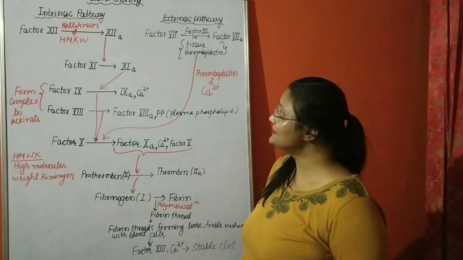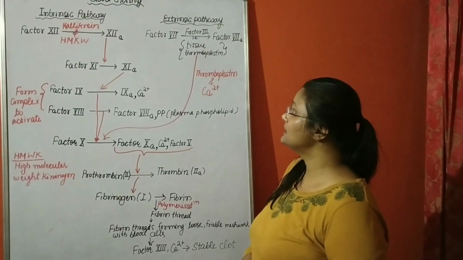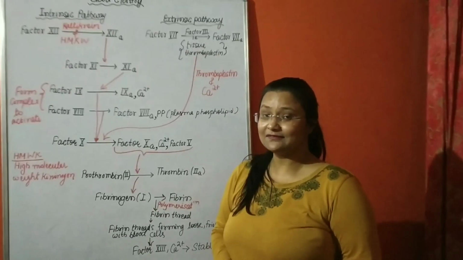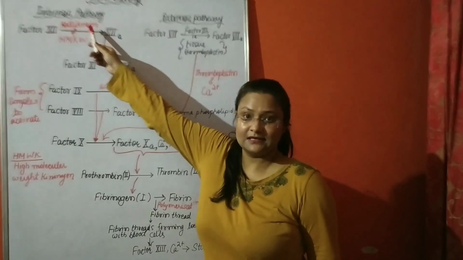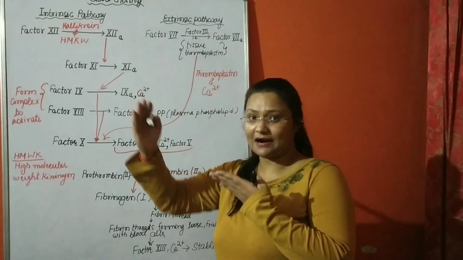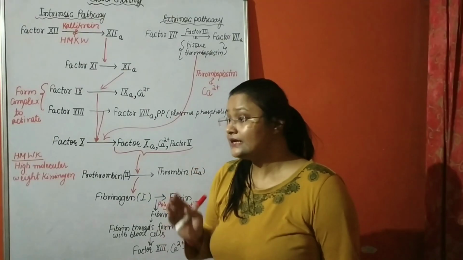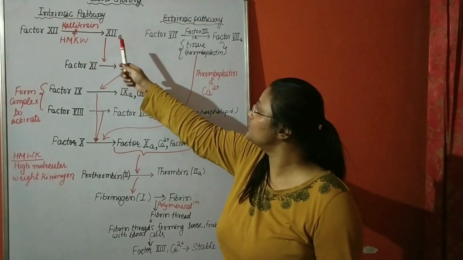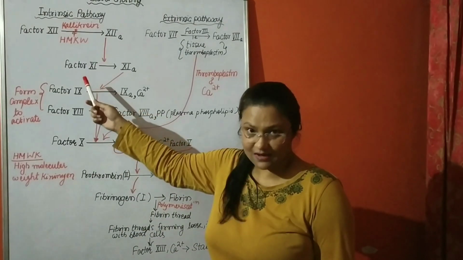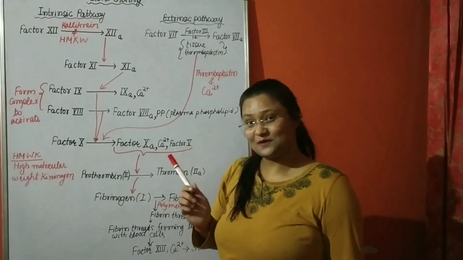So let us understand how exactly it occurs. There are some negatively charged molecules, factors like kallikrein and HMWK, whose full form is high molecular weight kininogen. These are negatively charged. Kallikrein is a serine protease, an enzyme, so it will cleave the zymogenic form of factor 12 into its activated form, 12A. Now 12A, the activated form of factor 12, will activate factor 11. Factor 11 is also in zymogenic form, so once 12A acts on it, it becomes 11A, meaning it also becomes activated.